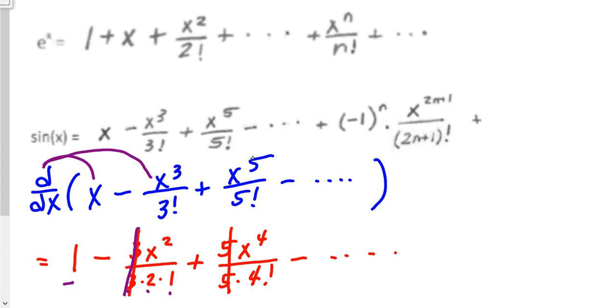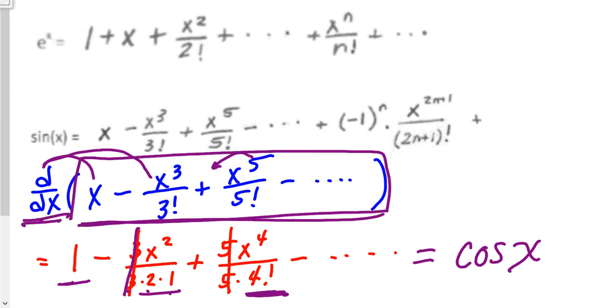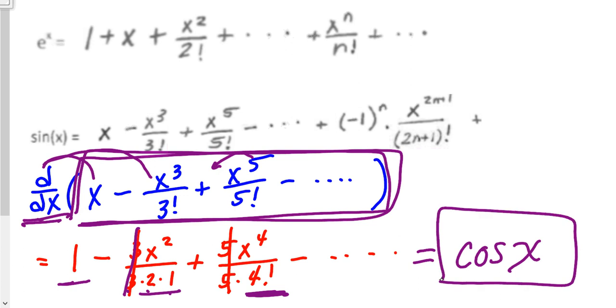In the next bit, same idea. The 5 is going to come down in front. My exponent's going to go down to be a 4. My 5 factorial is 5 times 4 times 3 times 2 times 1. Short way to write that is 4 factorial. The 5's cancel. Now, if you look at these terms, 1 minus x squared over 2 factorial plus x to the 4th over 4 factorial minus dot, dot, dot. What is that? Hopefully you recognize that to be cosine. Is that what we would expect? Of course, because the derivative of sine is cosine. So that is the expected yet awesome result.